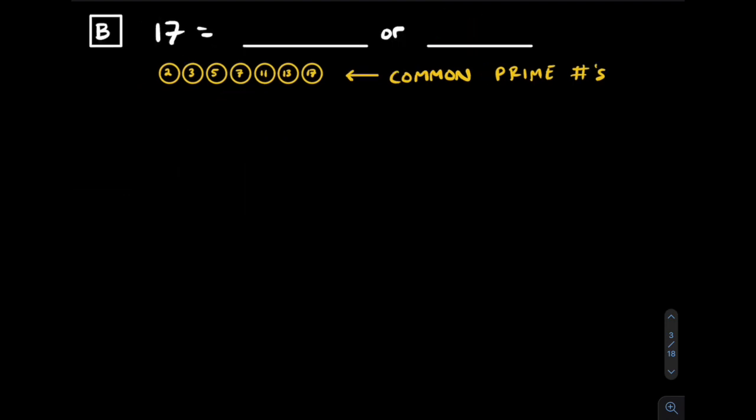Let's try another one. Let's see if we can find the prime factorization for 17. Well, first of all, we can write 17 in our box here, and we have to think about factors of 17.